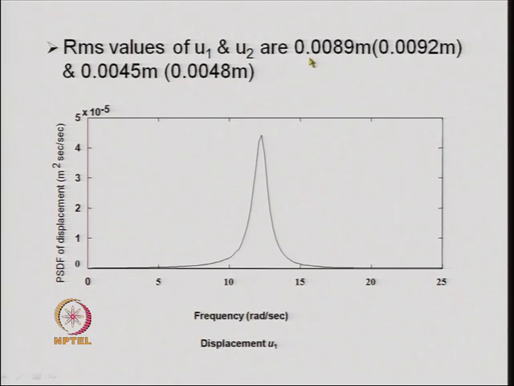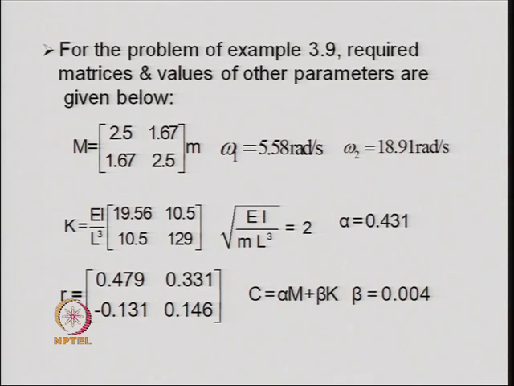and the spectral analysis gave the result as 0.0089. So you can see that the results are very close to each other. That verifies or validates the accuracy of the result. We solved another problem, which was a problem of the pitch roof portal frame.